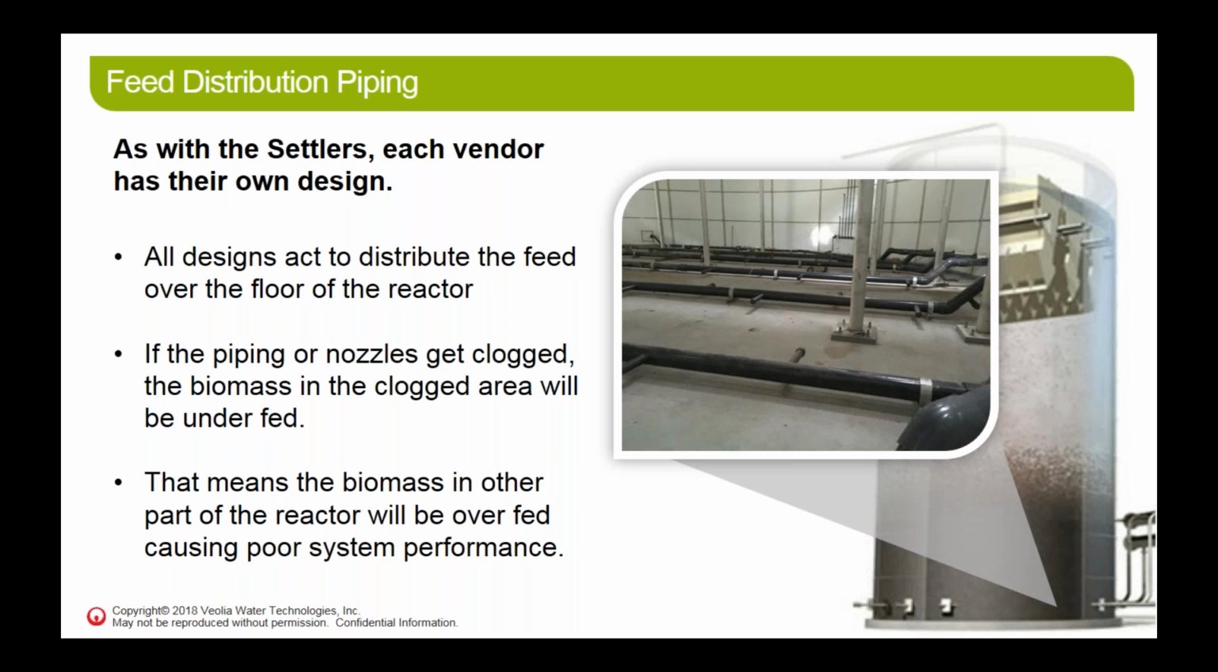But all these piping systems have nozzles on them, and they can be susceptible to clogging. And if they do get clogged, the area that's clogged doesn't get any food, and then the area that's not clogged gets overfed, and that can cause some system performance issues. So the idea is, how do we keep them clean and keep them working? Next.